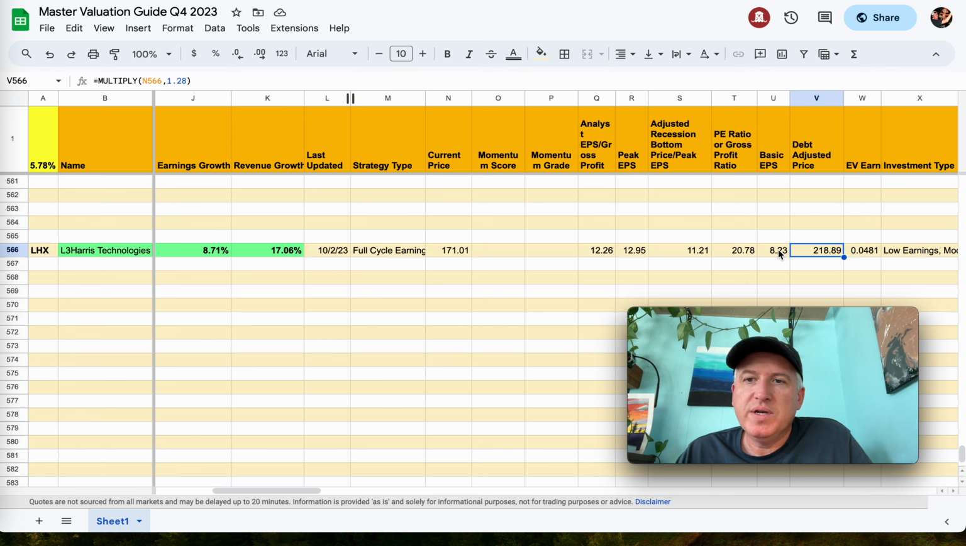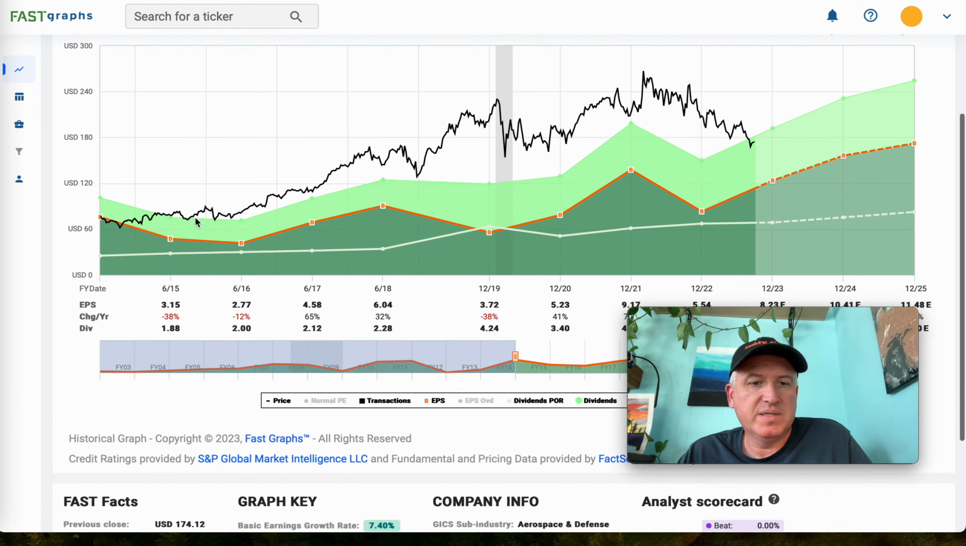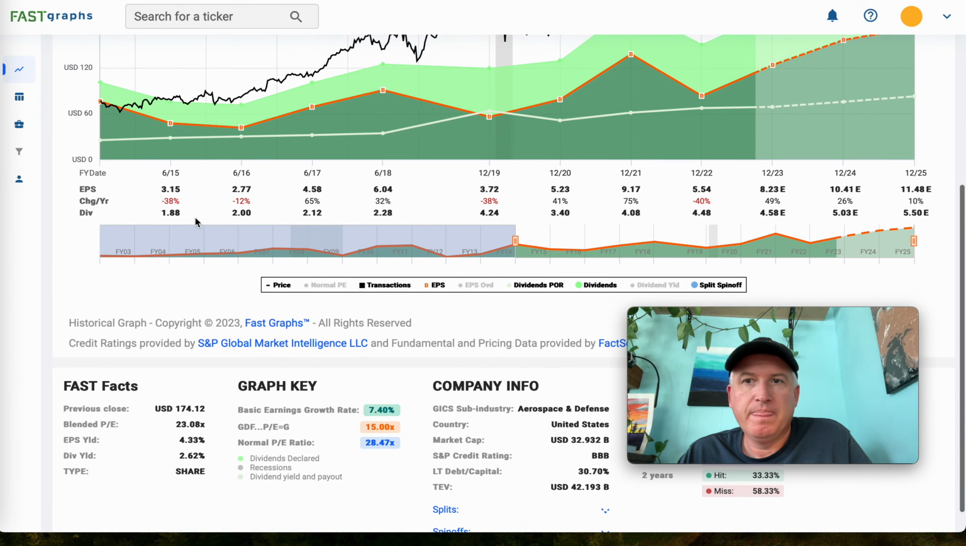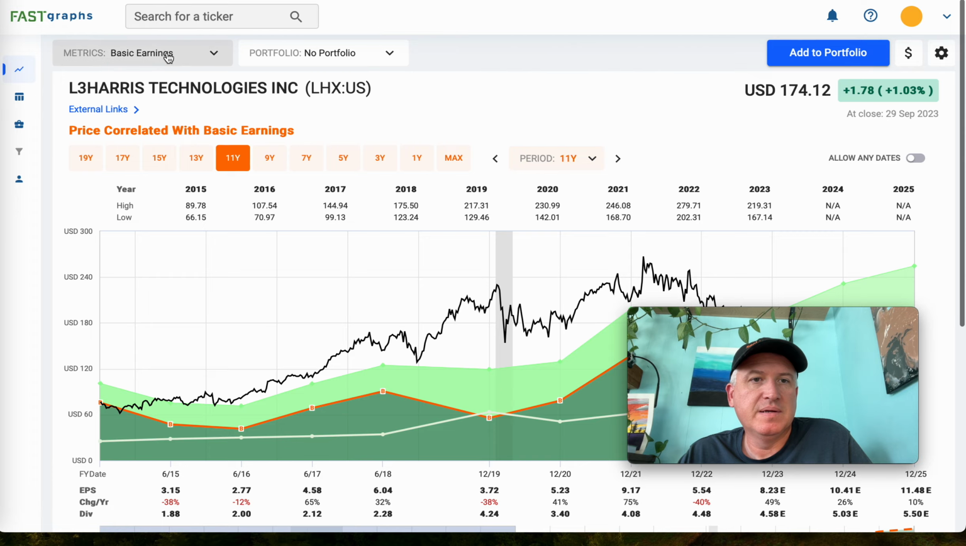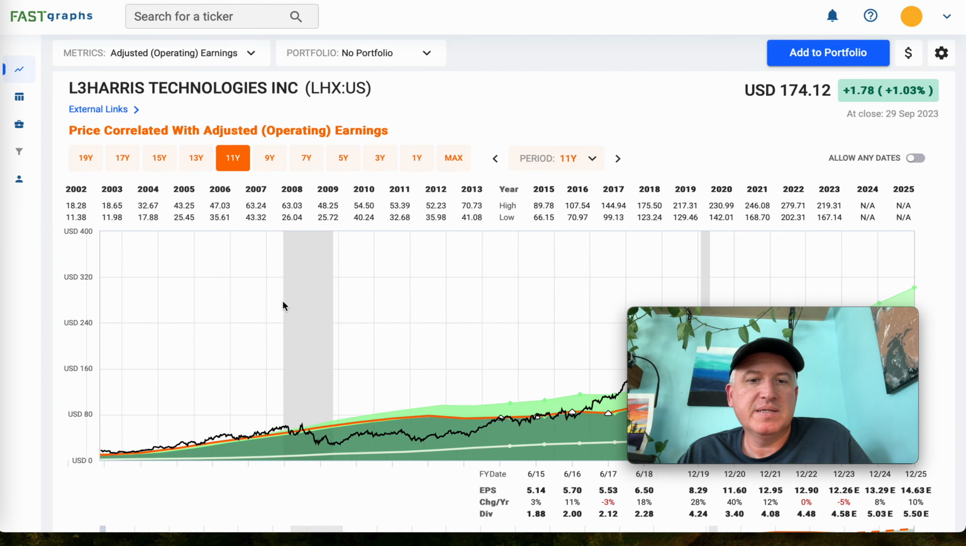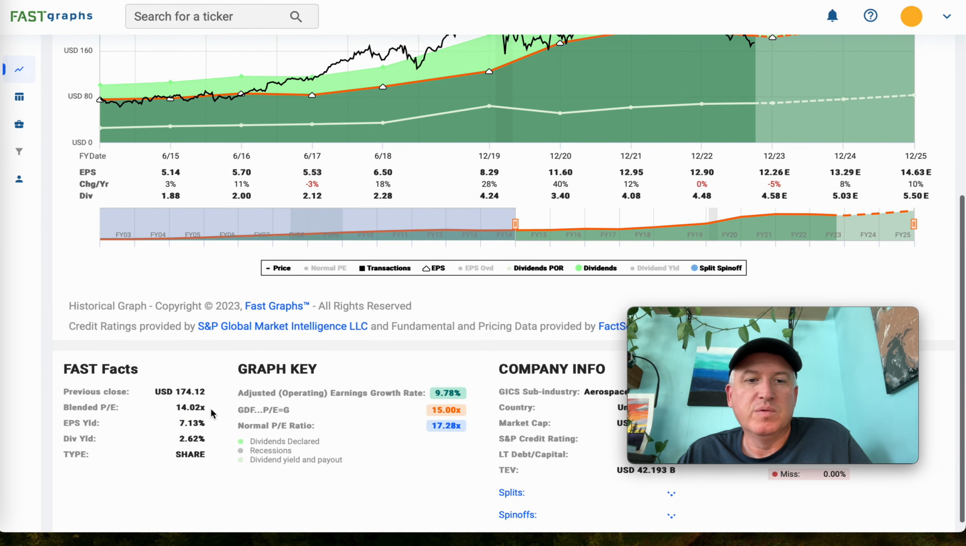So when you look at the basic earnings that are $8.20 now, and you adjust it for the debt, now the PE ratio is more like 21. Okay, so now it doesn't look so cheap, right? Before, let's see what the Fast Graphs, I forgot what it was. That's on the basic. On the adjusted earnings, the PE ratio was 14. So that's a huge difference.